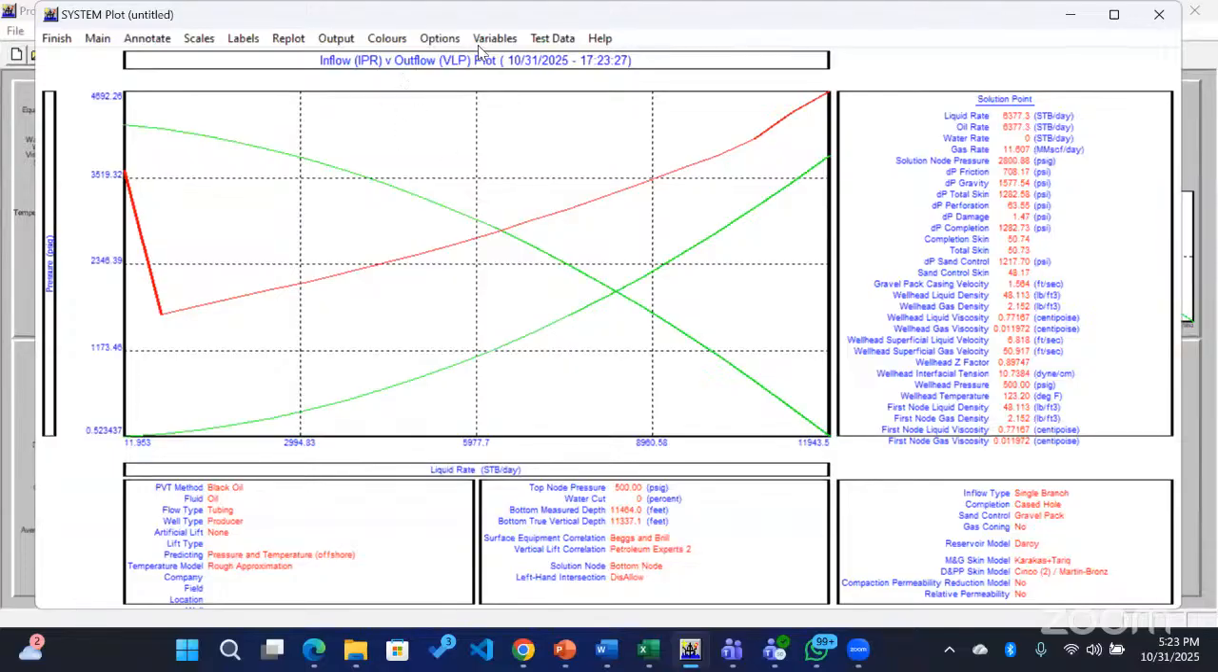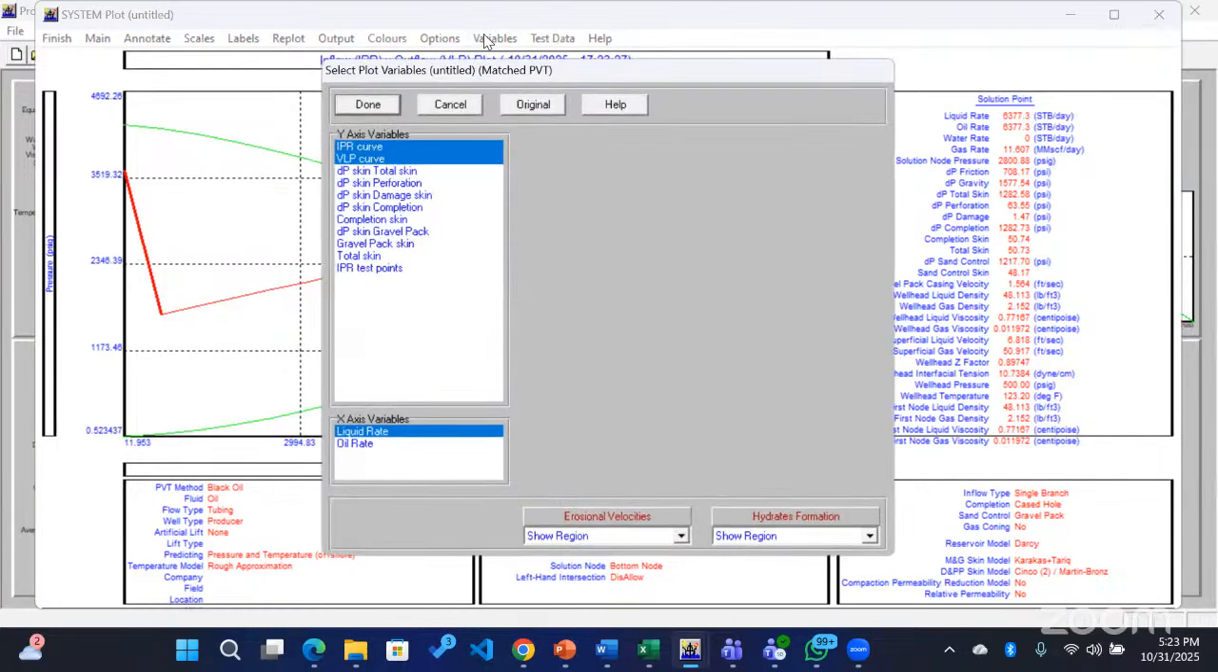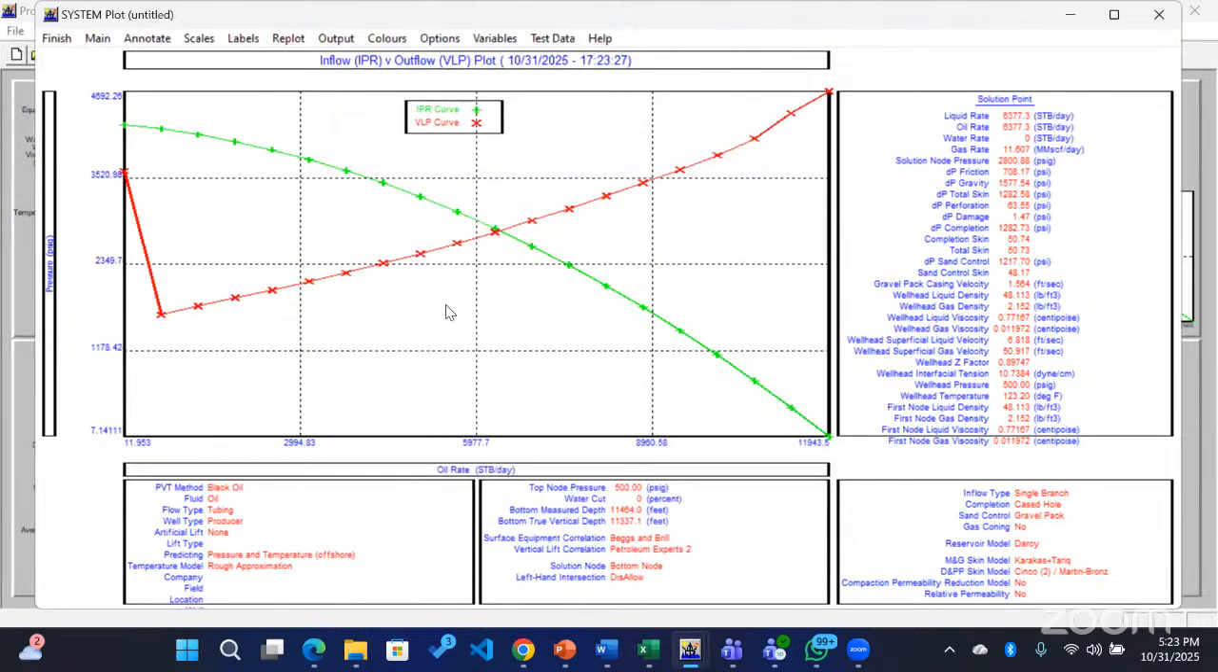So let's change the variables to oil rate and click done. So these are the 20 points. This is the IPR curve, inflow performance relationship curve. Then this is a VLP curve. So the most important thing here is this point. They call it, what is it called now? Operating point.